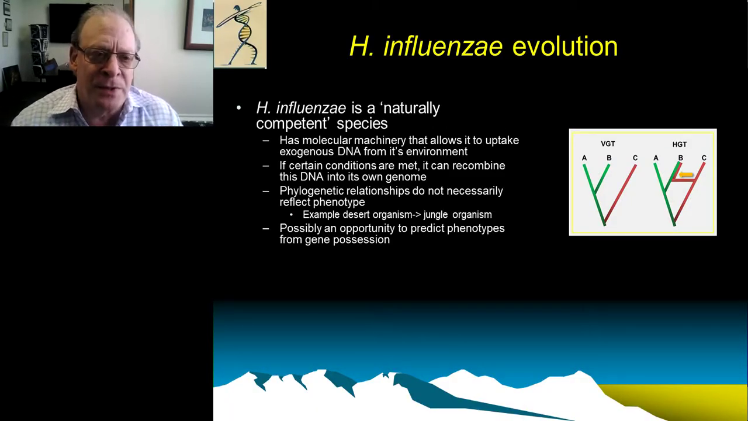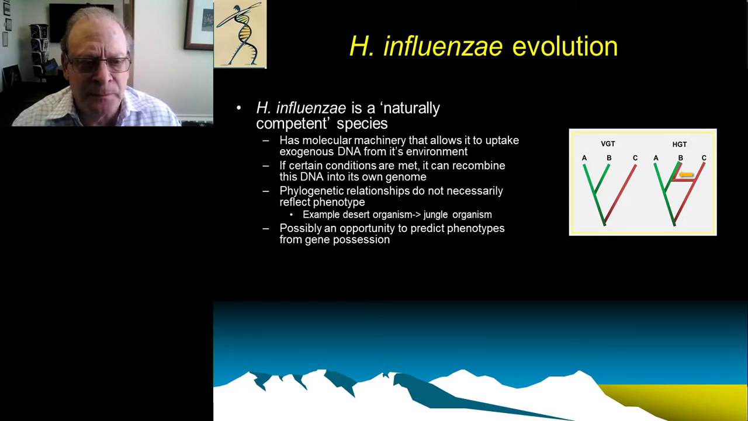So just to reiterate, Haemophilus influenzae, which is our general bacterial guinea pig, is a naturally competent species. It has molecular machinery that allows it to take up exogenous DNA from its environment, and then it can recombine that DNA into its genome. And so if you look at the phylogenetic relationships, they do not necessarily reflect phenotype because of horizontal gene transfer.